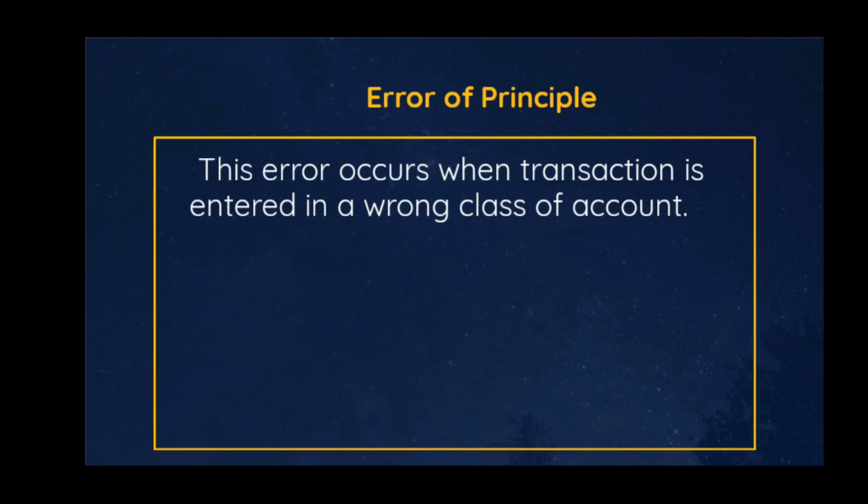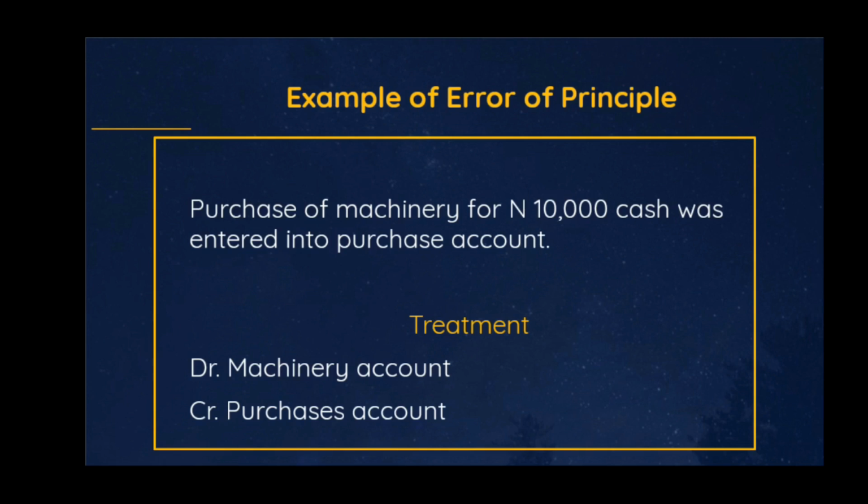Let's take an example under that. Purchase of machinery 10,000 naira was entered into purchase account. Machinery is an asset. Purchases is an expense. Machinery belongs to the real account. Purchases belongs to the nominal account. They are two different classes of account.